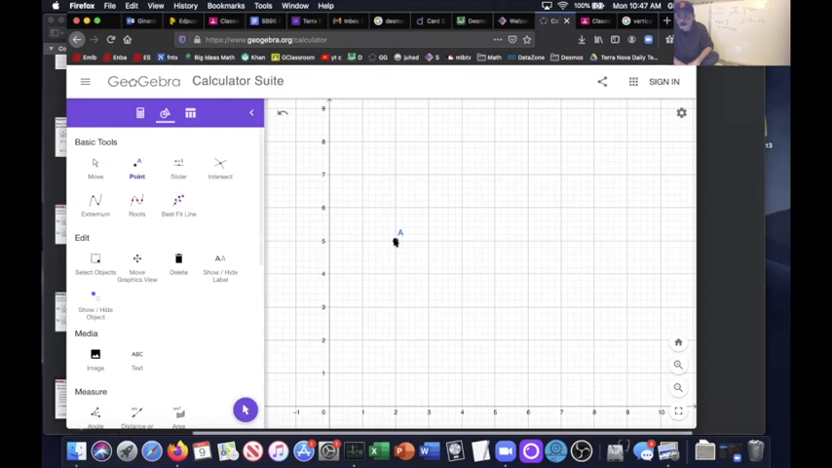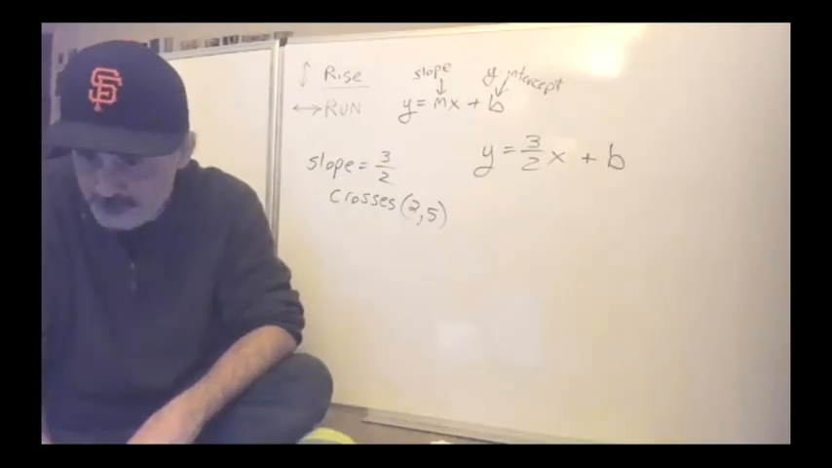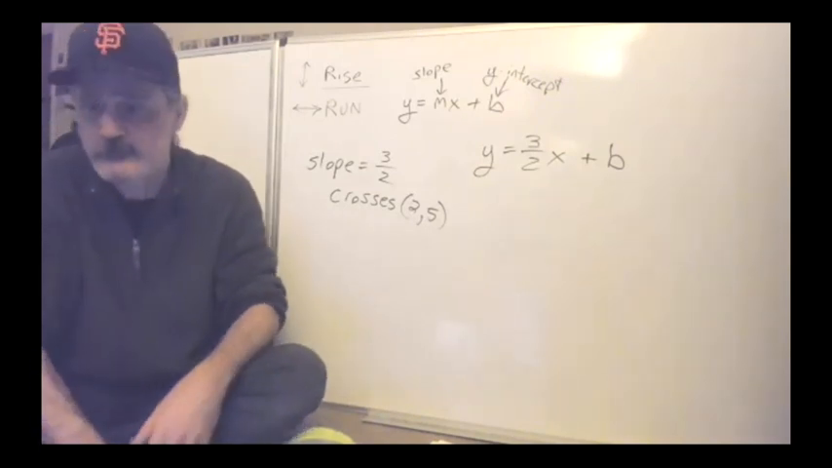It's not the y-intercept. But we know our slope is 3/2. So if we were on the y-axis right here, we could go up 3 to the right 2 to get to that point. Oh, so it looks like 2 is the y-intercept. And so we can already see that using GeoGebra. But let's go ahead and do this mathematically. Let's find out what b is by being mathematical.